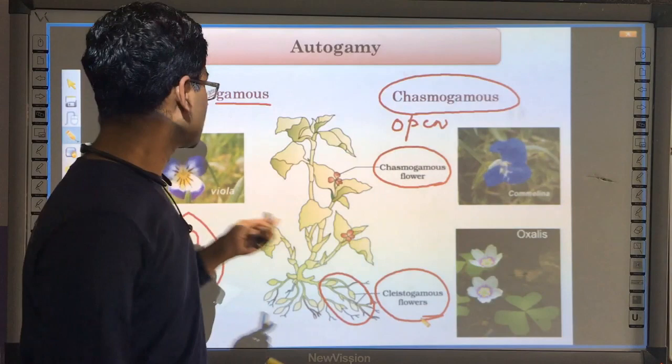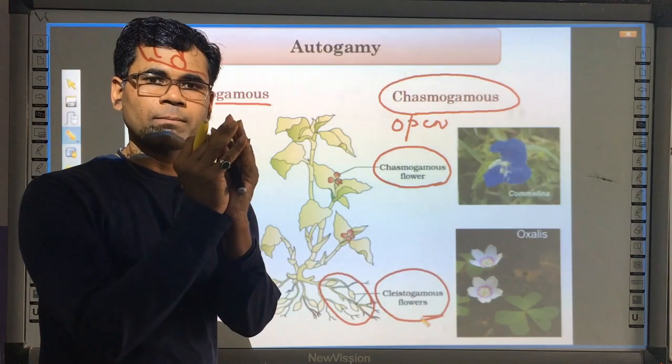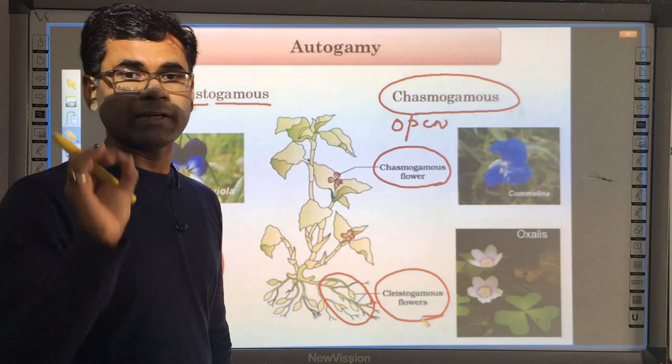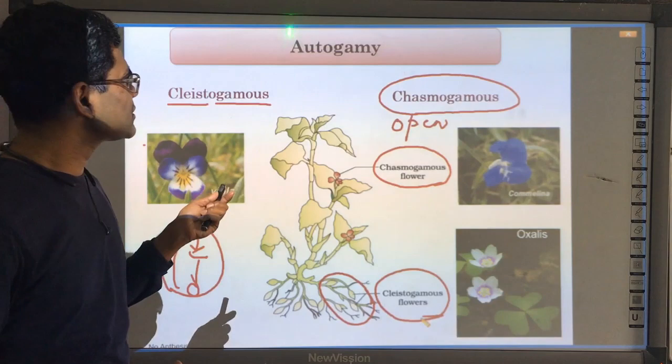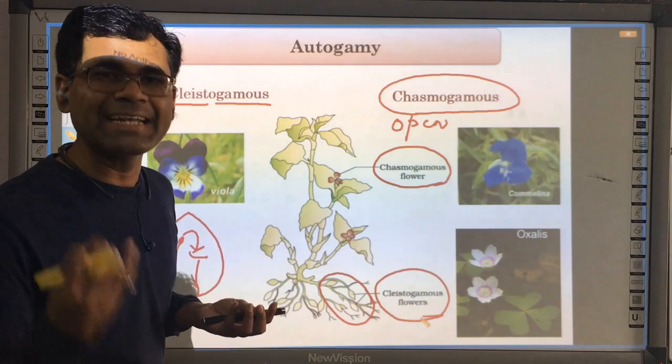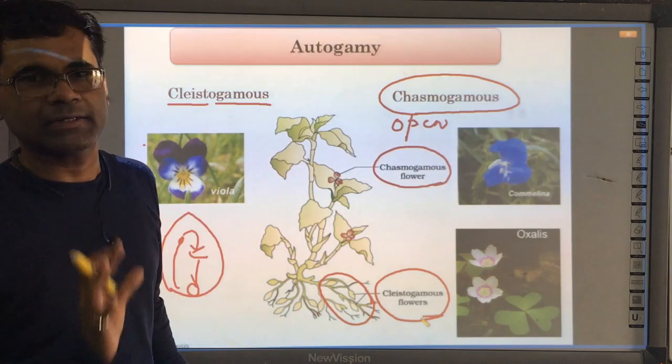And the reason, I told you, is that the floral bud does not open. So keep this in your notes in a very, very important way. Right. And whatever progeny of autogamy are formed, the progeny is genetically identical to their parents. Genetically identical to their parents. Right? Okay.